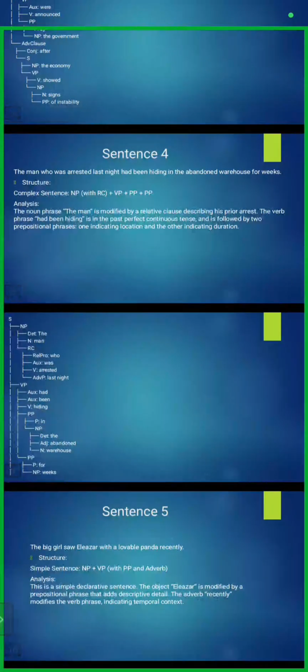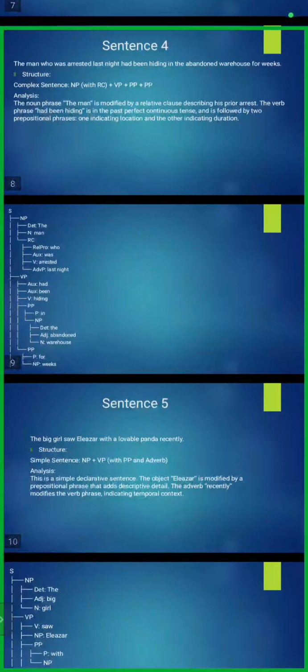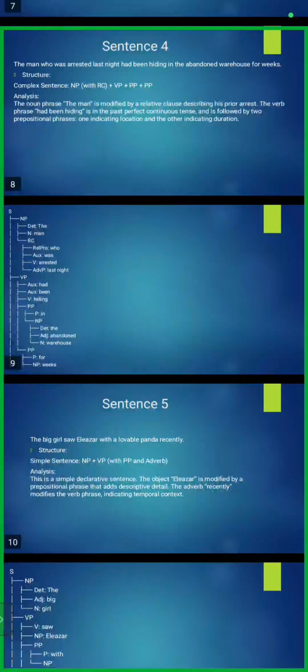Alright, next, sentence 4. The man who was arrested last night had been hiding in the abandoned warehouse for weeks. The structure is a complex sentence: NP with RC plus VP plus PP plus PP. And the analysis: the noun phrase the man is modified by a relative clause describing his prior arrest. The verb phrase had been hiding is in the past perfect continuous tense and is followed by two prepositional phrases, one indicating location and the other indicating duration. As you can see, this is the diagram from sentence number 4.